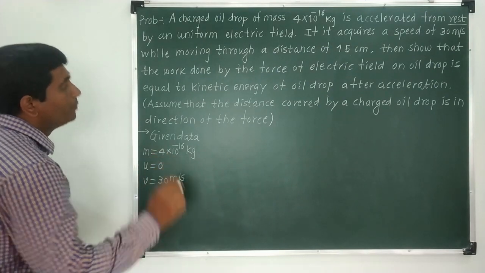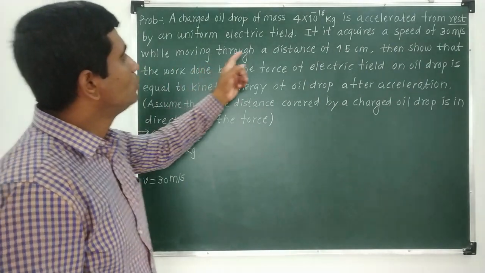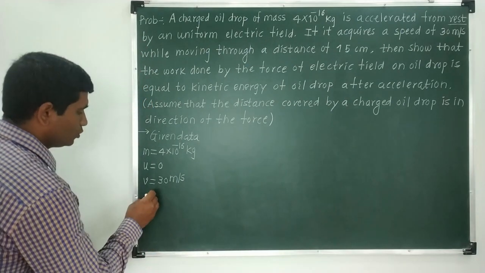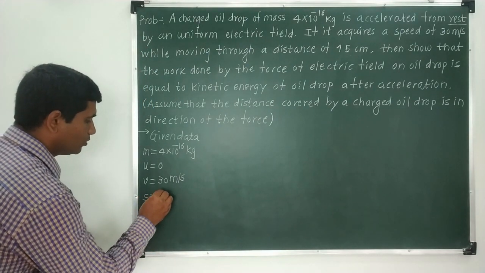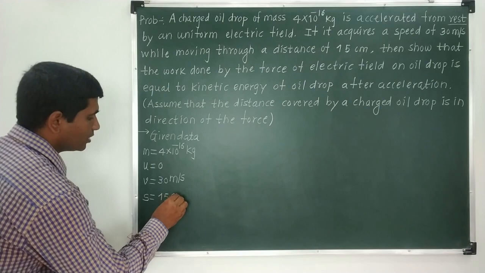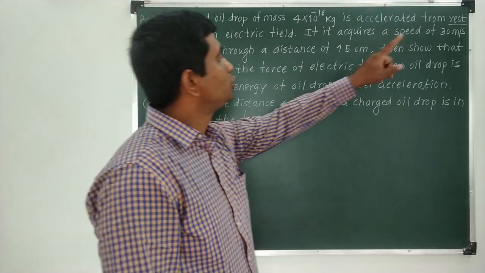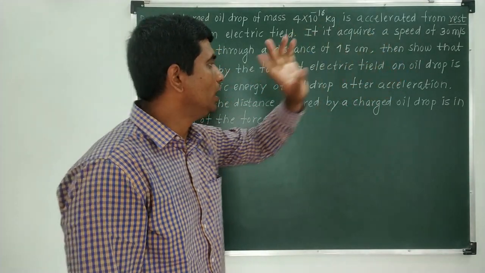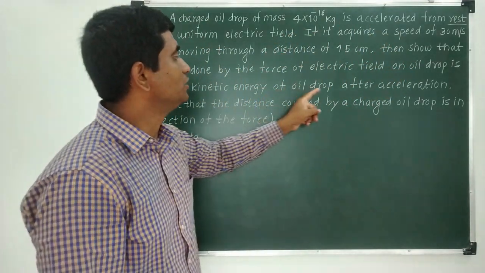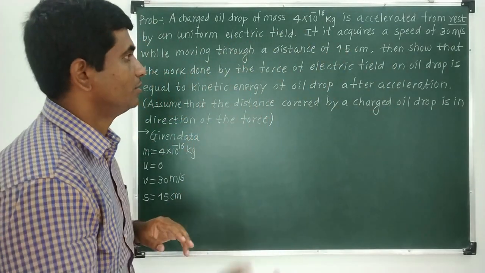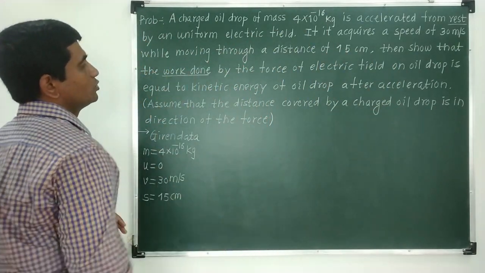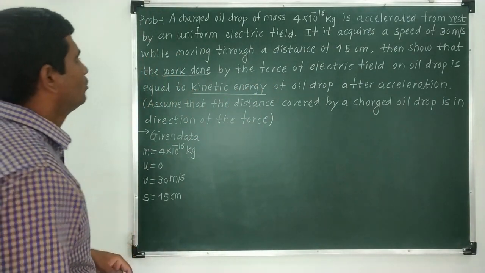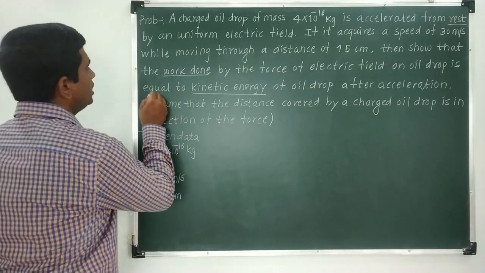So 30 meters per second, while moving through a distance of 15 centimeter. Okay, so this object is moving through a distance, let us say s is equal to 15 centimeters. Then show that the work done by the force of electric field on the oil drop is equal to the kinetic energy of the oil drop after acceleration. Means we have to calculate two quantities in this one. First one is the work done and the second one is the kinetic energy, and we have to show that these two quantities are equal.